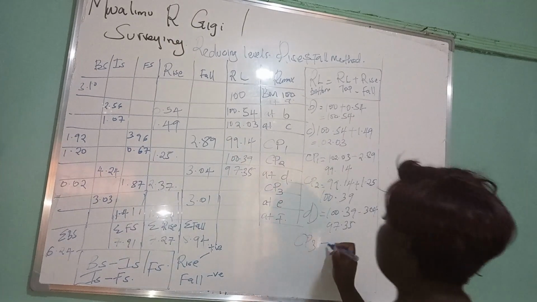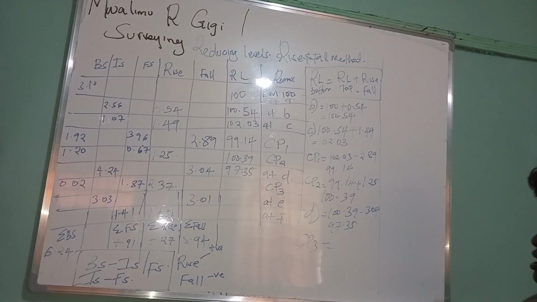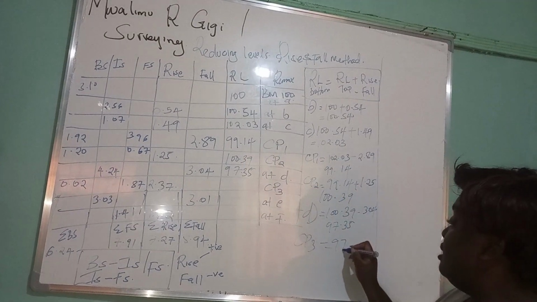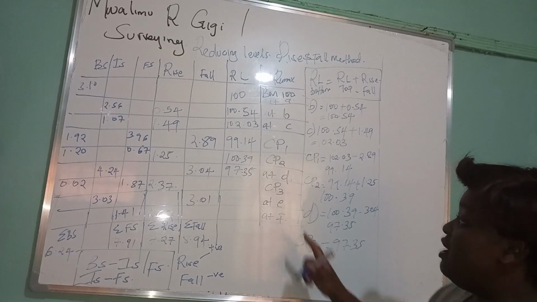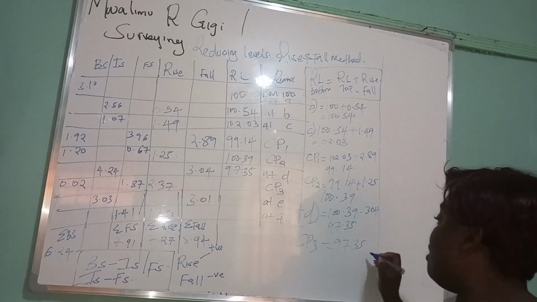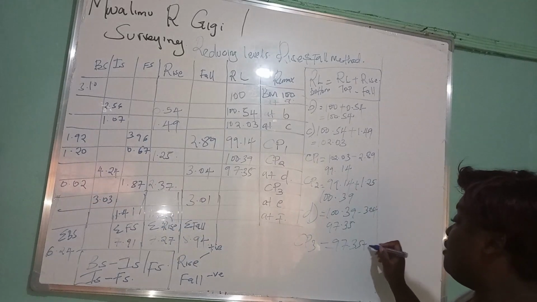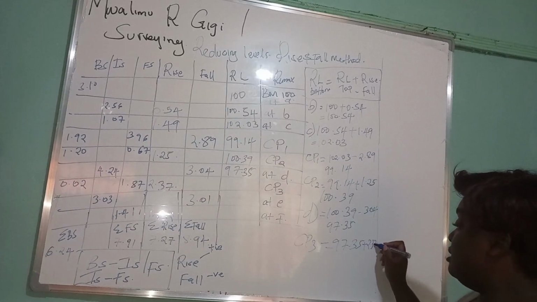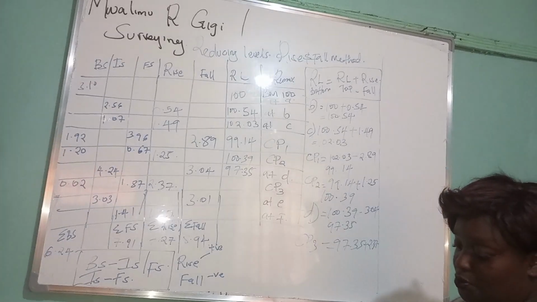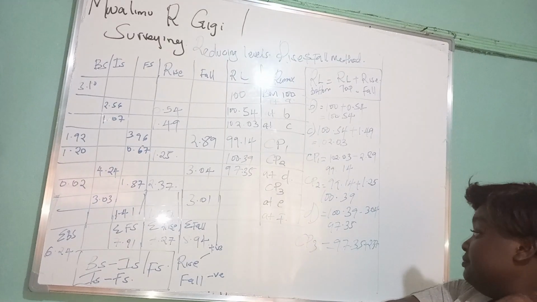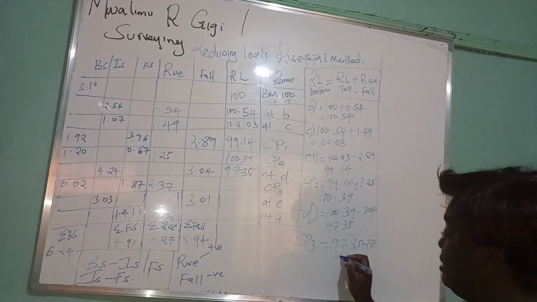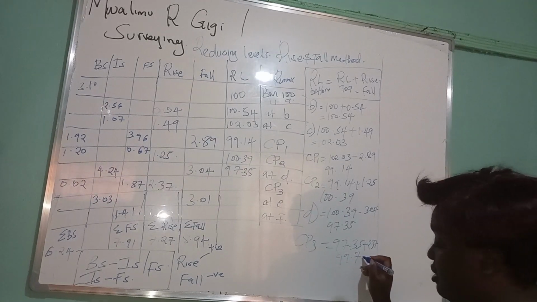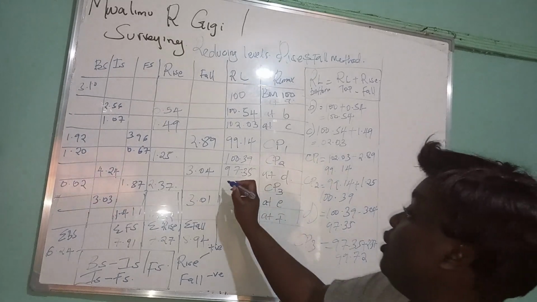At change point 3, we have the reduced level at the top as that 97.35, and we have a rise of 2.37. So plus 2.37. So it will be 99.72.